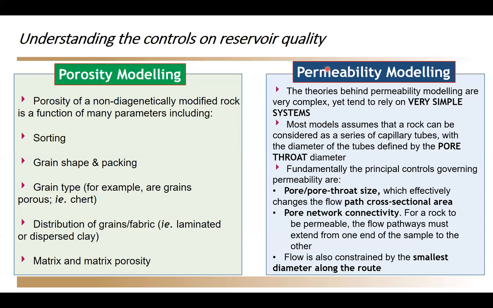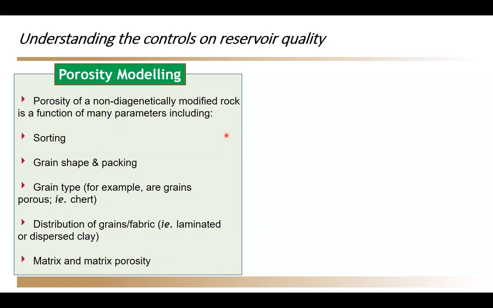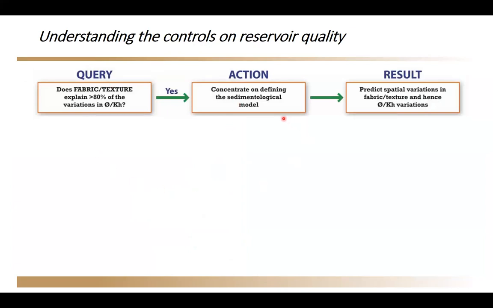Does the grain size control the pore throat size? Is there another clay mineral that controls this pore throat size? I have to identify it. And then there is the pore network connectivity. For the rock to be permeable, the pathway of the fluid to flow must be empty of any mineral. So the permeability will be affected by any mineral that exists in the pathway of the fluid, in the pore throat connectivity. Also, the flow is constrained by the smallest diameter along the road. So these are the depositional factors controlling my reservoir quality. And these are the first things in my chart, or in my roadmap, to understand the factors that control the quality.